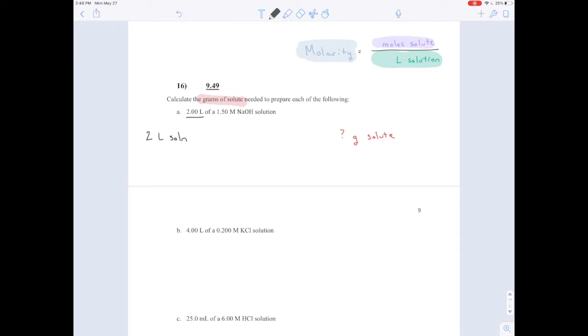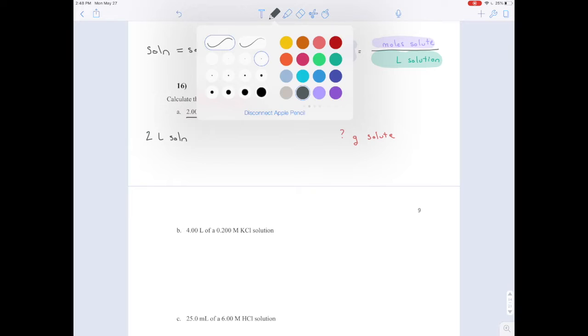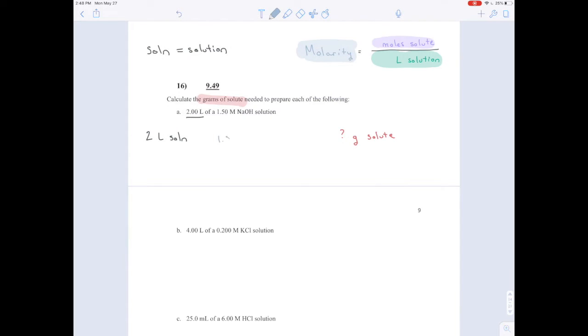An abbreviation for solution is SOLN. So if you ever see SOLN, that just means solution. So it's a short way of writing it. So 2 liters of solution, and we want grams, and the only other information that they give us is that the solution is 1.5 molar. So this is 1.5 molar NaOH solution.